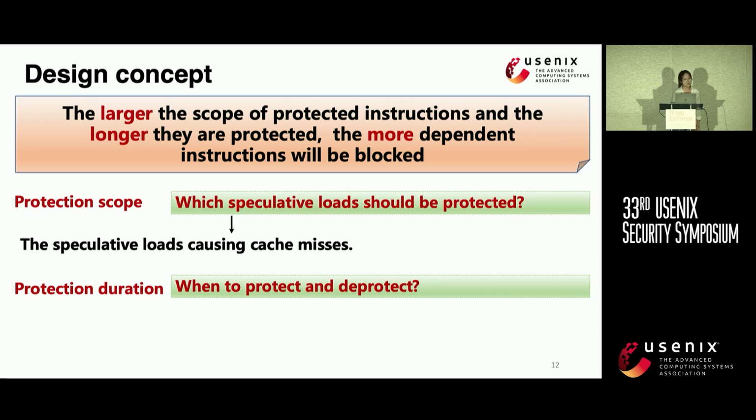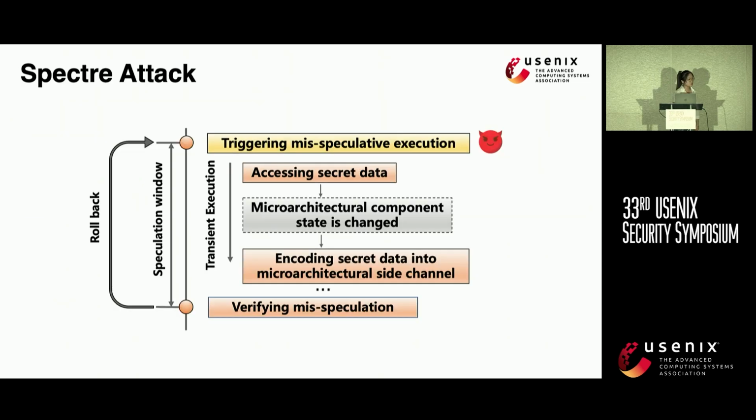Specifically for a load, when do we need to protect and deprotect? According to the attack principles of Spectre attack, during the speculation window, the younger loads entering the reorder buffer are executed speculatively along the predicted path. These loads, which might be exploited by attacker to access secret data, need to be protected, and we need to deprotect once the processor could verify this speculation, since we do not need to protect the loads under correct speculation.